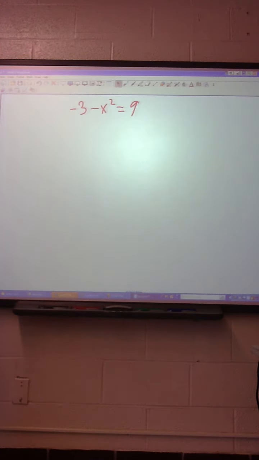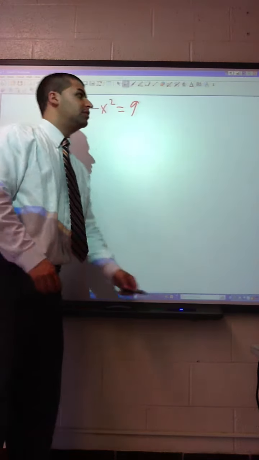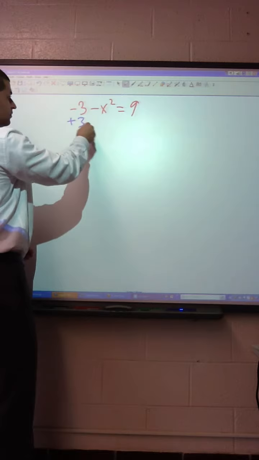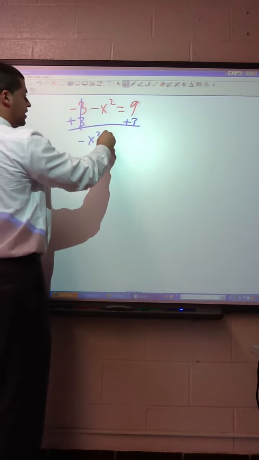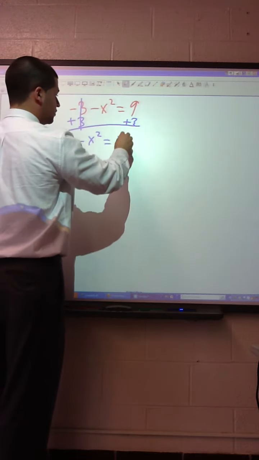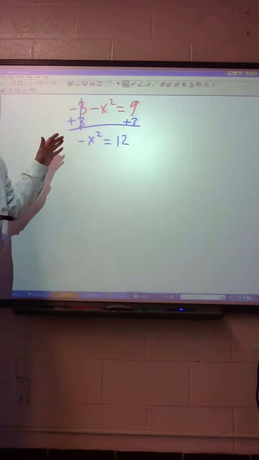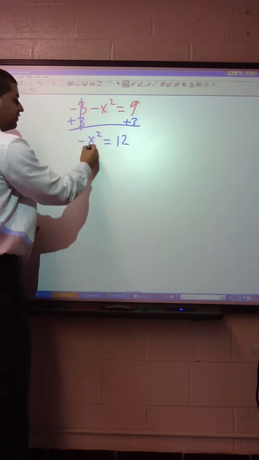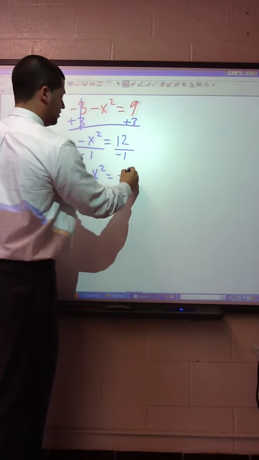Alright, so how about this one? Negative 3 minus x squared equals 9. So, add 3 over. Negative x squared equals 12. Now, we've got to get x squared alone. We can't have a negative x squared. That's not alone. This is a negative 1 that needs to be divided out. X squared equals negative 12.